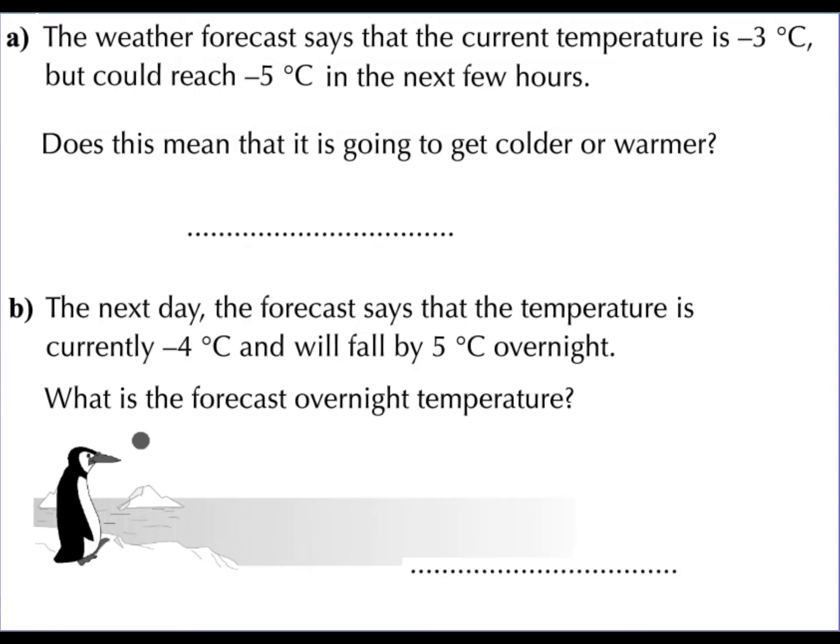Here are a couple of practice questions for you to have a go at. The weather forecast says the current temperature is -3 degrees C, and it could reach -5 degrees C in the next few hours. Does this mean it's going to get colder or warmer? So I would sketch my number line, putting 0 on my number line. I know -3 is here and -5 is here. So we're at -3 and we're going to go to -5. So going in that direction, it's going to get colder.